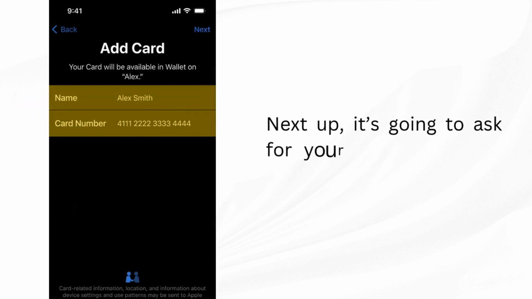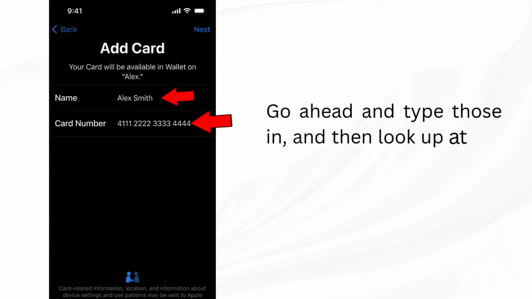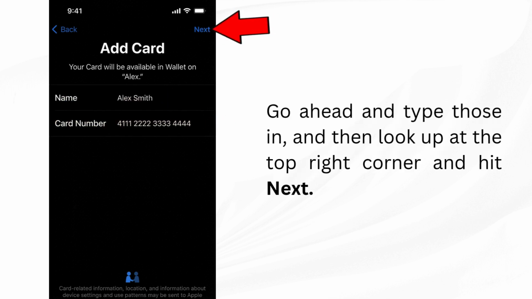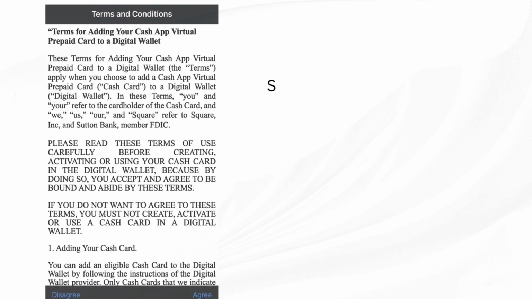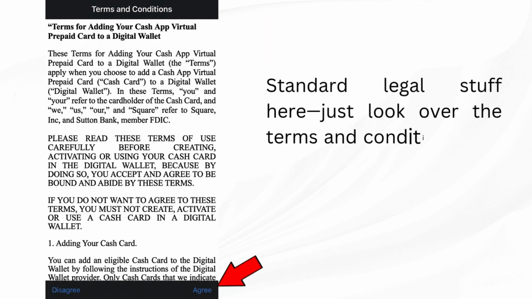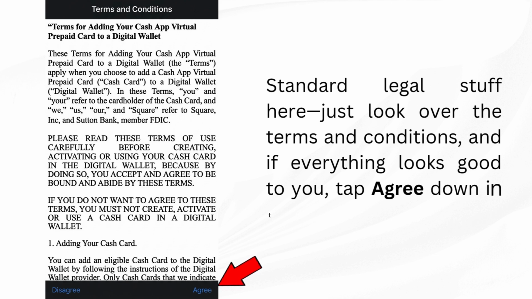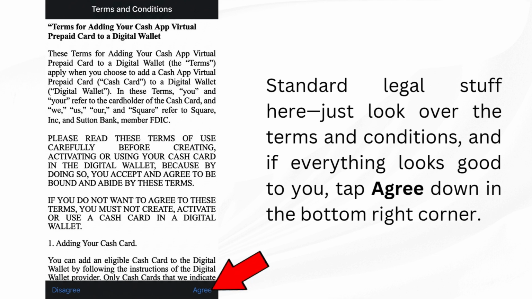Next up, it's going to ask for your name and card number. Go ahead and type those in and then look up at the top right corner and hit Next. Standard legal stuff here, just look over the terms and conditions, and if everything looks good to you, tap Agree down in the bottom right corner.